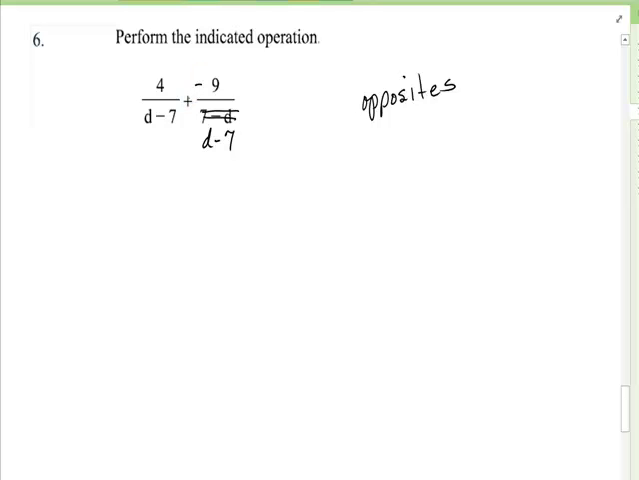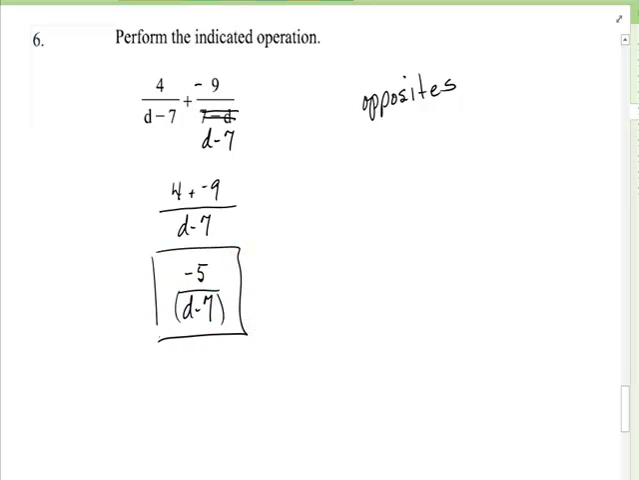Either that, or you can change the sign in front of the fraction. You can change one or the other. I have a common denominator already. So I have d minus 7, and I have 4 plus negative 9. That gives me negative 5 over d minus 7. There's no factoring I can do. It's done. So when you see things that look like opposites, you can change one of them if you change the numerator or change the sign out in front of the fraction also.